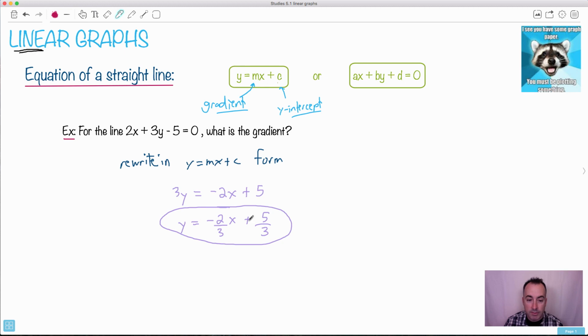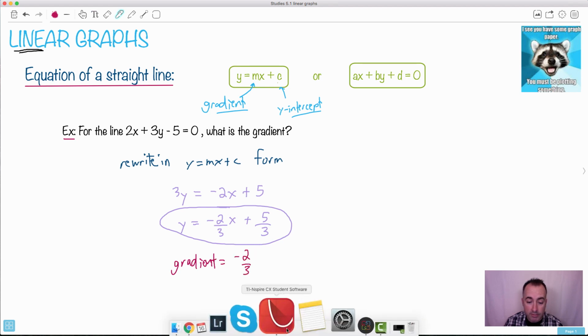If you get it in y equals mx plus c form, which this is, anything in front of the x is your gradient. So in this case right here, what's in front of the x? There's that, minus 2/3.